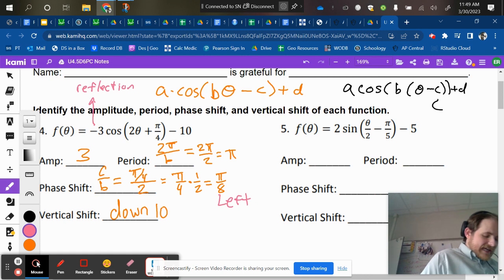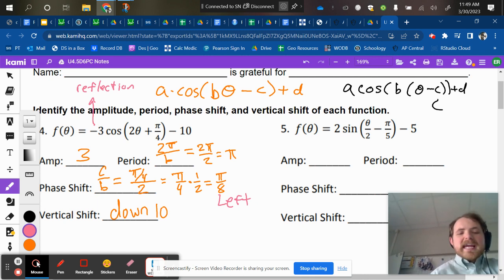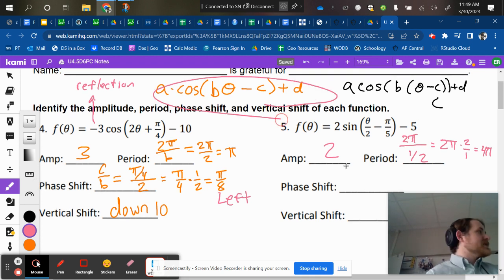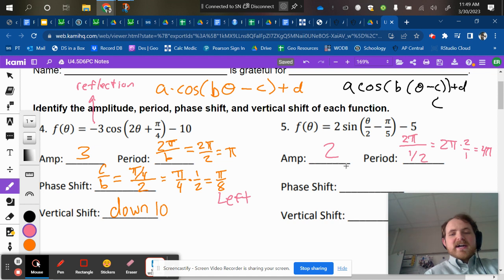So again, it's going to be that C over B concept. My amplitude is 2. My length of my period is 2 pi over a half, because that theta over 2 is the same as 1 over 2 theta. So I'm going to keep change flip and get 4 pi. Again, since it's in the form without parentheses, my phase shift is going to be the C value divided by the B value. So pi over 5 divided by 1 over 2.